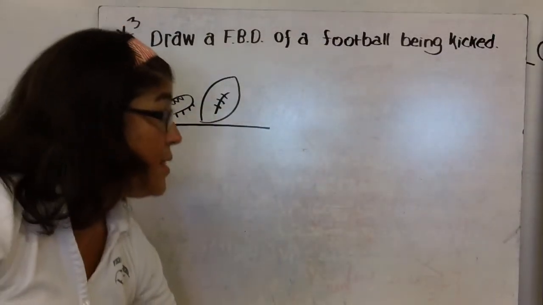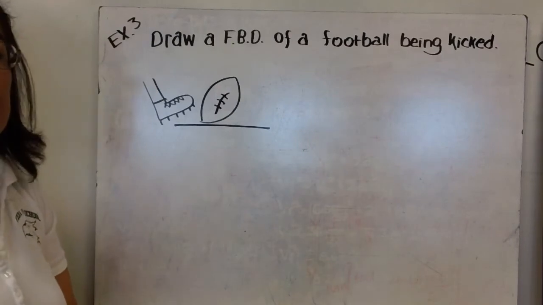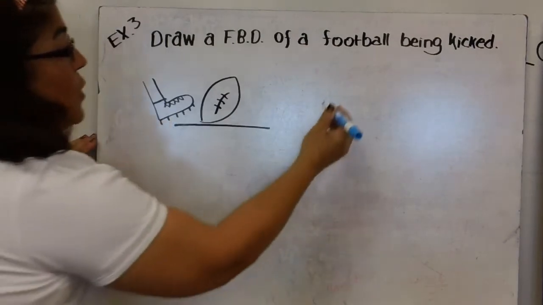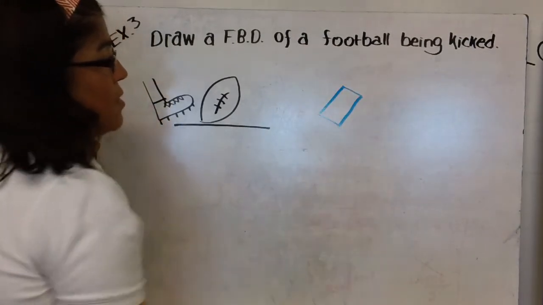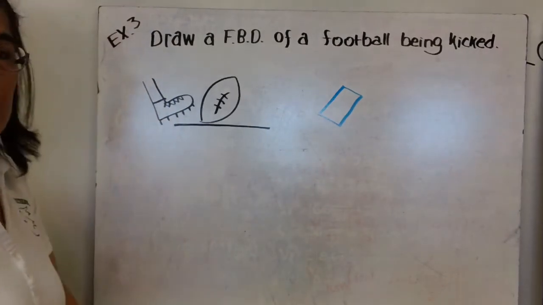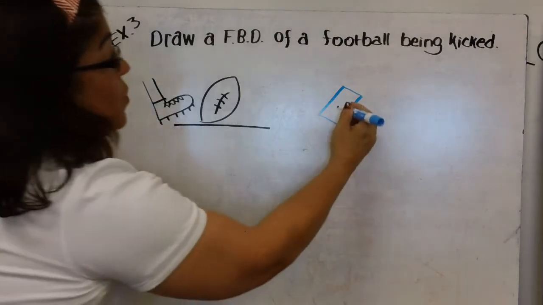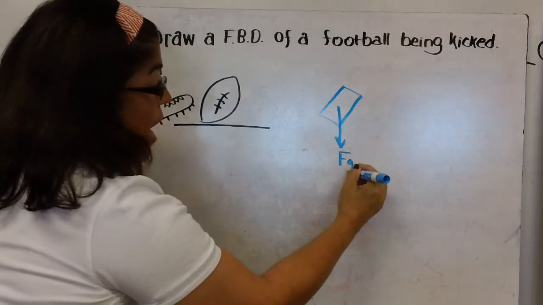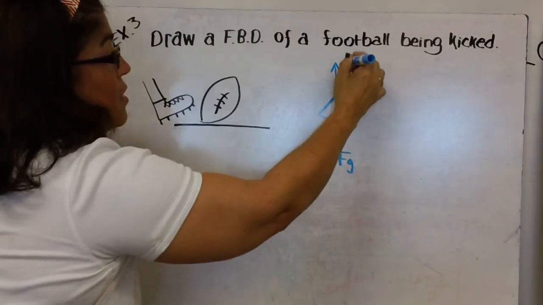Okay, and our third example. What about a free body diagram of a football being kicked? Now we're drawing it of the football, not of the foot. So in this case, we can make it a rectangle if we want, or we can make it a circle. But what forces are going to be acting on it? Well, the football is going to have mass, and so we're going to have the force of gravity down here, F sub G. And we said that we also have the normal force that's going to go up here.